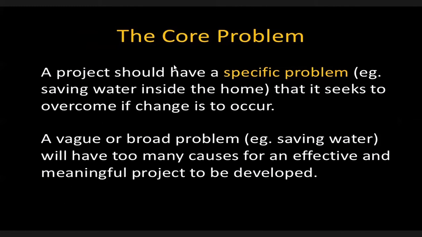So the core problem: a project should have a specific problem, such as saving water inside the home, that it seeks to overcome if change is to occur. Okay, so a vague or broad problem, like saving water, will have too many causes for an effective and meaningful project to be developed. So in your case, you have that big problem, for example, about vaccination coverage, and you look into what is specific, and then come up with more specifics on that particular core problem. Okay, next slide, please.